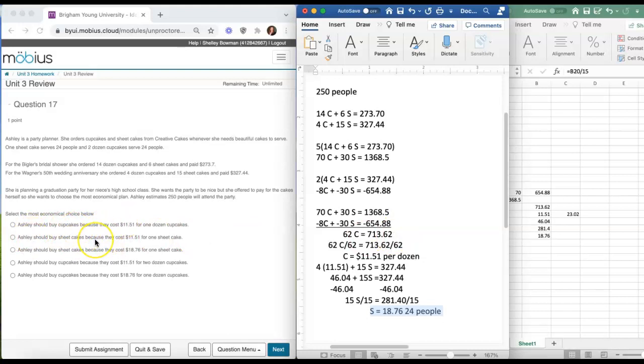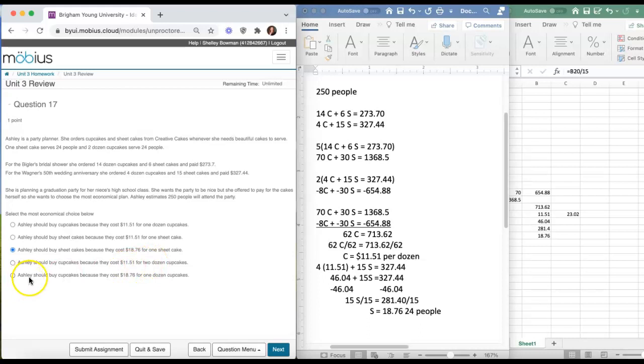Oh, yes, we decided that's what we should do, except they gave us the price for the cupcakes, and that's not true. Ashley should buy sheet cakes. Yes, and that is what they cost. So I'm going to select yes here, but I'm going to keep going just to make sure I didn't misread something. Ashley should buy cupcakes because they cost this much for 2 dozen. Actually, that's how much they cost for 1 dozen. So that's wrong in and of itself.